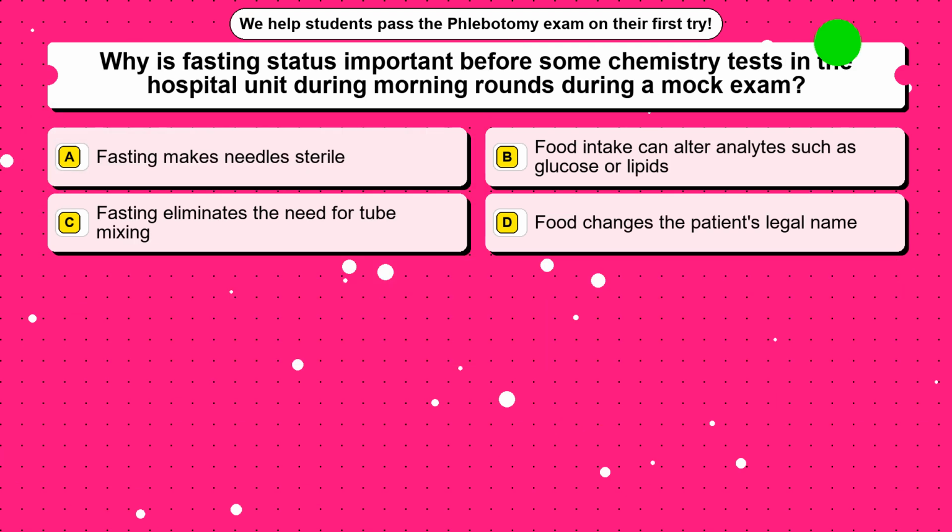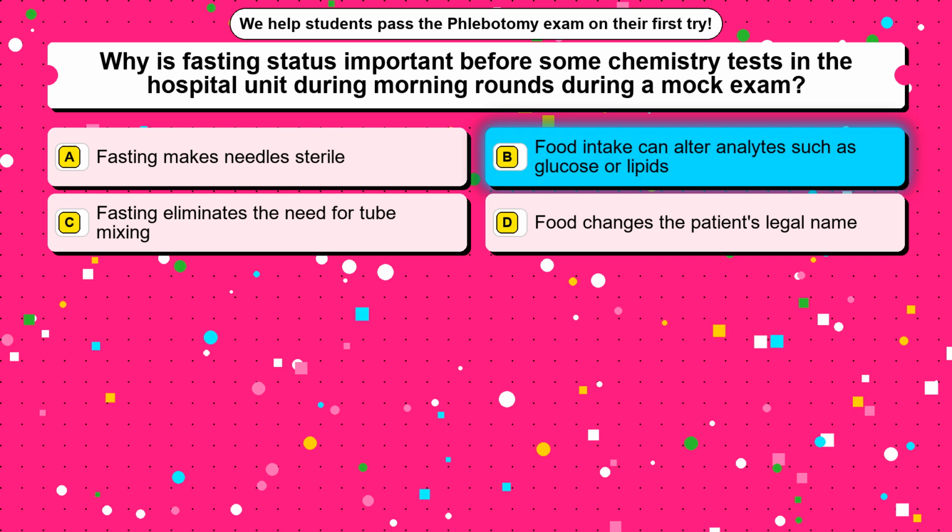Question 2. Why is fasting status important before some chemistry tests in the hospital unit during morning rounds during a mock exam? Option A. Fasting makes needles sterile. Option B. Food intake can alter analytes such as glucose or lipids. Option C. Fasting eliminates the need for tube mixing. Option D. Food changes the patient's legal name.